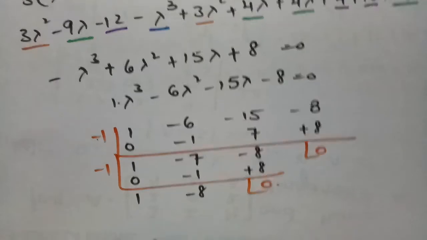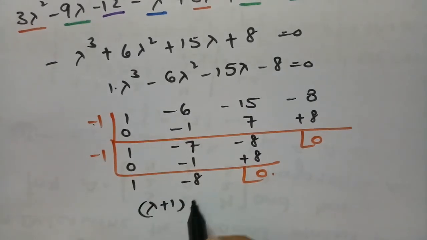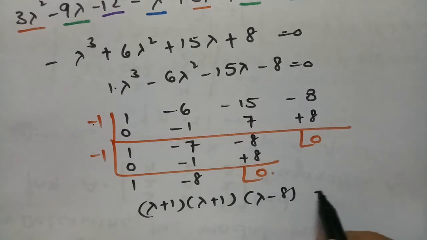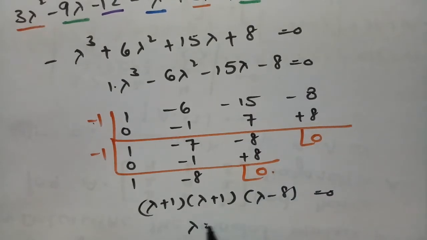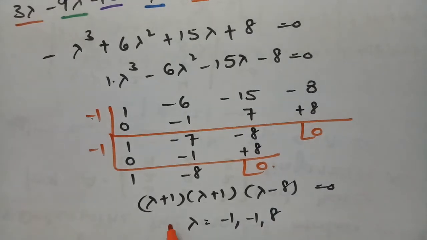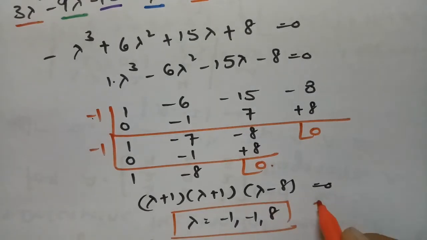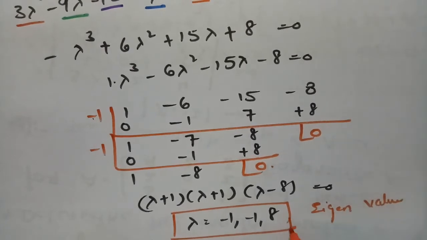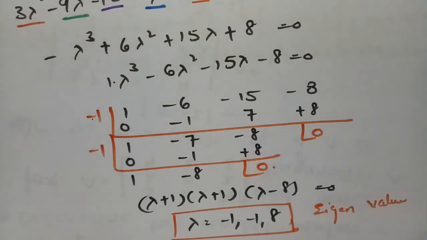So our roots will be (lambda + 1)(lambda + 1)(lambda - 8) = 0. So I got the roots as -1, -1, +8. These are the eigenvalues. After getting the eigenvalues, what we have to check? We have to go with the eigenvectors corresponding to the eigenvalues.